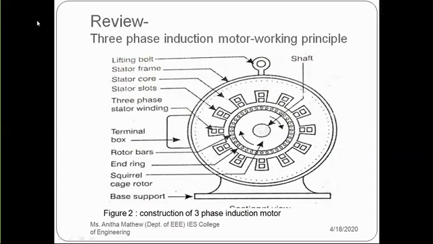The basic construction of a three-phase induction motor is shown in this figure. Mainly, there are two parts. First one is the stator, and second one is the rotor. The stator comprises of stator frames, stator core, stator slots. And in these slots, three-phase stator winding is placed.